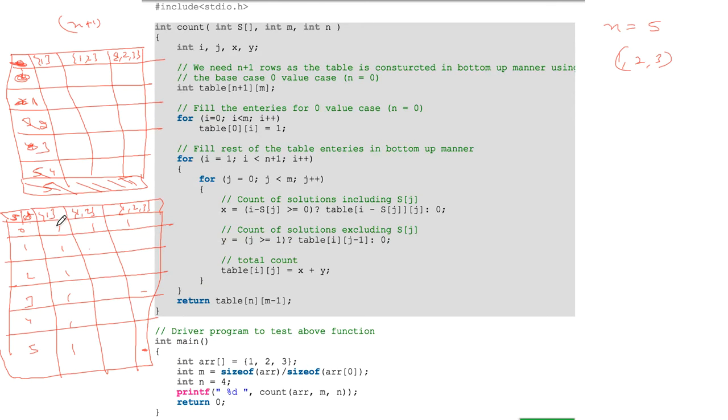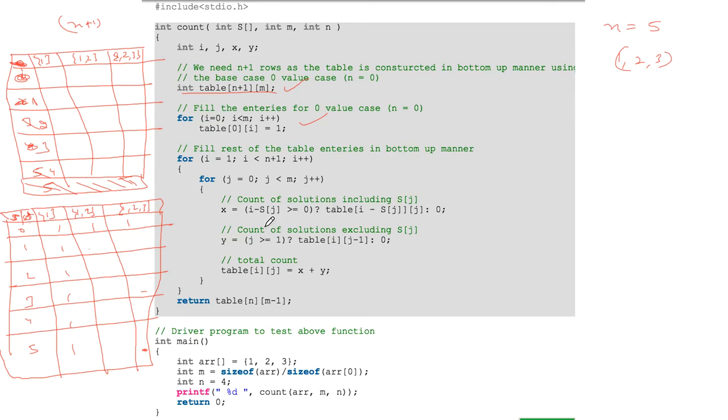This thing is clear. If it had not been 1, then I would not have filled it. Okay, now we have done this line and this line as well. Now fill the rest of the table entries in a bottom-up manner. For i equal to 1 and j equal to 0, it starts filling up from here. First of all, either you include it or you don't include it. There are only two options.